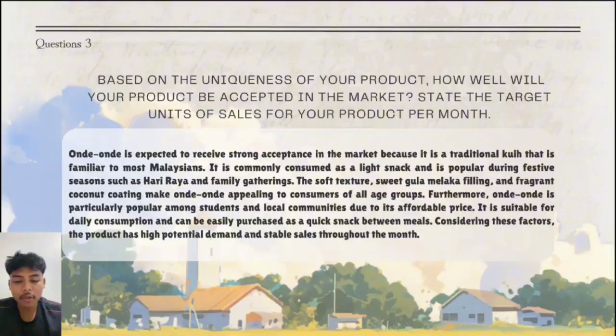So, we move to target unit sales per month. We assume 1 month with 24 working days. For January, we got 60,000, February 65,000 because it is Chinese New Year, March 63,000, April 68,000 because of Hari Raya Aidilfitri, May 65,000, June 68,000 because of Hari Raya Aidiladha, and July 63,000 until November, and lastly December 68,000, which is school holiday.